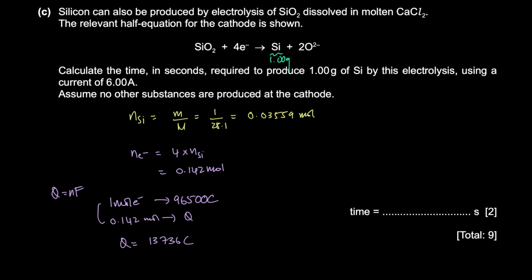And this q is equal to the product of the current and the time in seconds. That's what we have to figure out, the time. The current that we have is 6 amperes and the time is just t, and this is equal to 13736. So what does t come out to? If you just divide this value by 6, what we get is 2,289 seconds. So that's your answer.